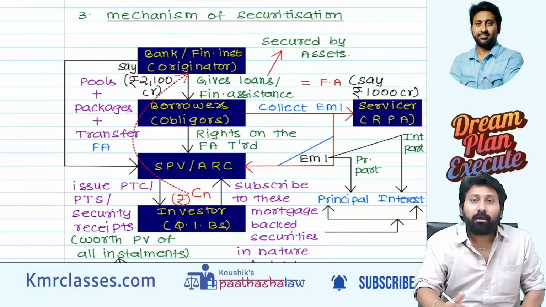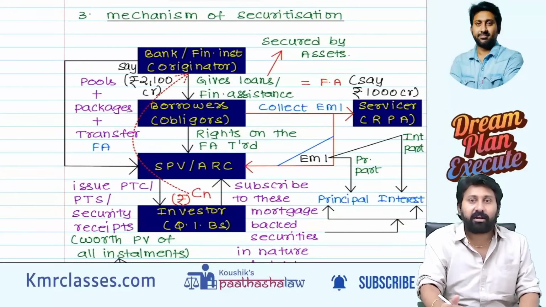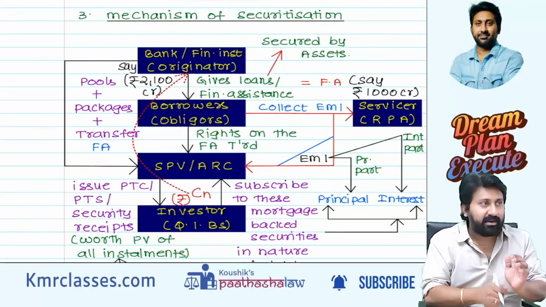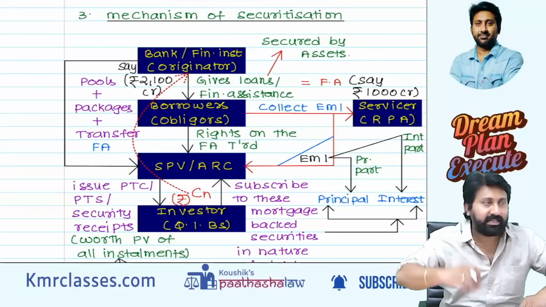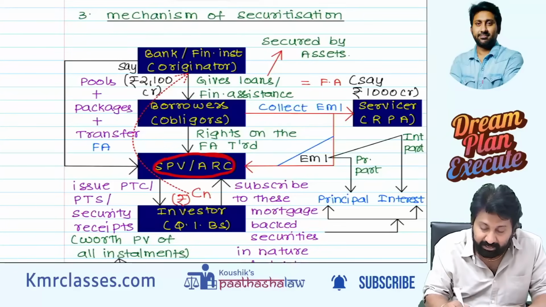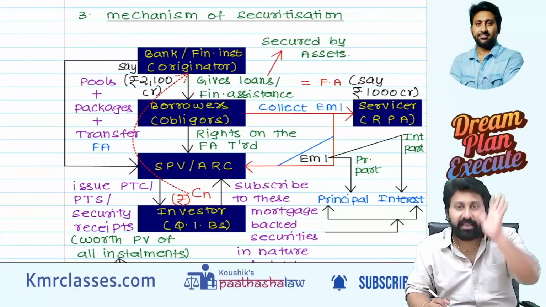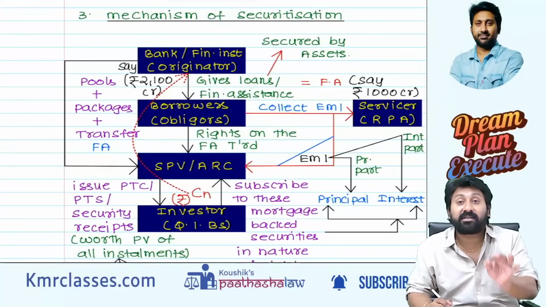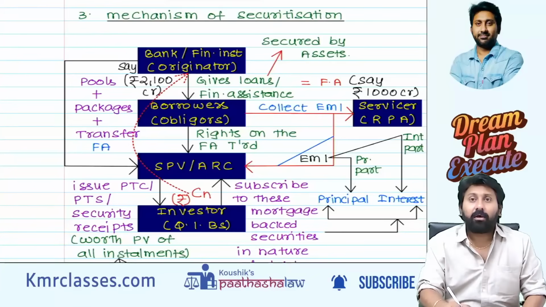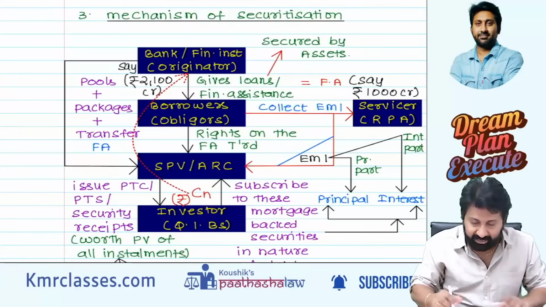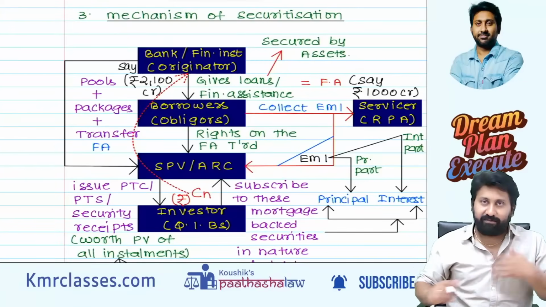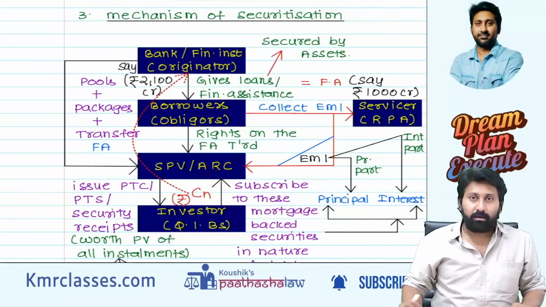What will the bank do? The bank will conduct an auction. It will tell that we are going to sell our loans. Whoever wants to buy, come and buy. Then a person called an SPV, Special Purpose Vehicle, also called an Asset Reconstruction Company, will come. This SPV will ask, how many loans are there with you? The bank will say 1,000 crore of loans are there. Then I will buy, SPV will buy. Okay, you will buy.